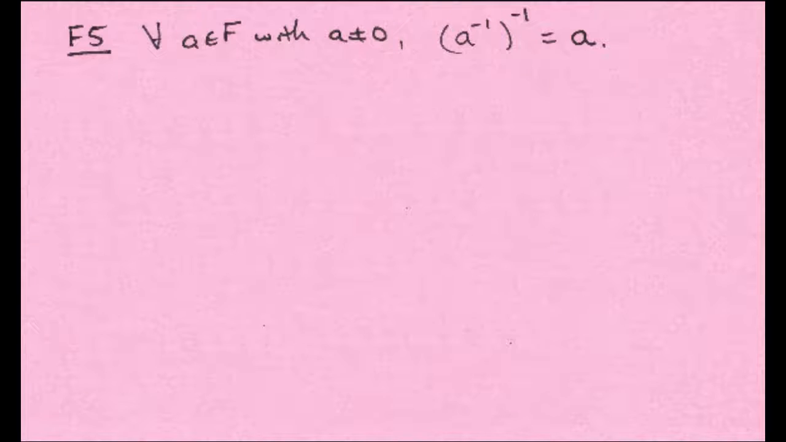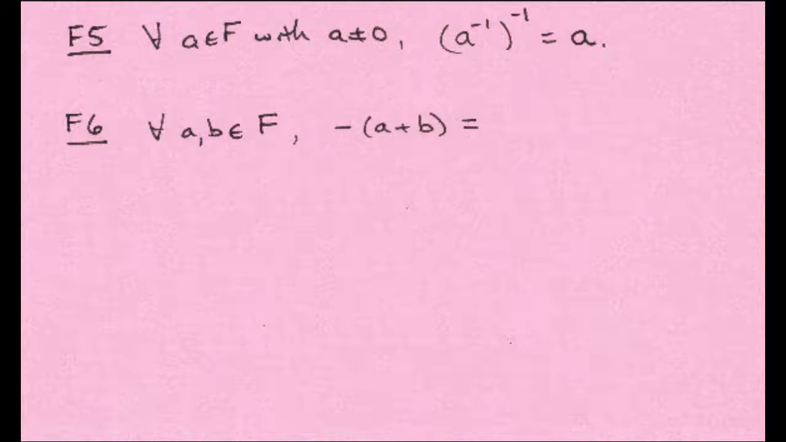So our field property F5 is really just telling us that if we have any non-zero element of our field, the multiplicative inverse of the multiplicative inverse of A is actually A again. For our field property F6, if we have two elements A and B that are in F, then this is saying that the additive inverse of the sum is actually going to be the sum of the additive inverses of A and B.